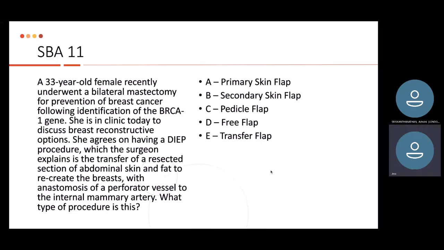So this is a free flap. This is where you're transferring a bit of tissue completely from one location to another, and you plumb it in with a perforated vessel.